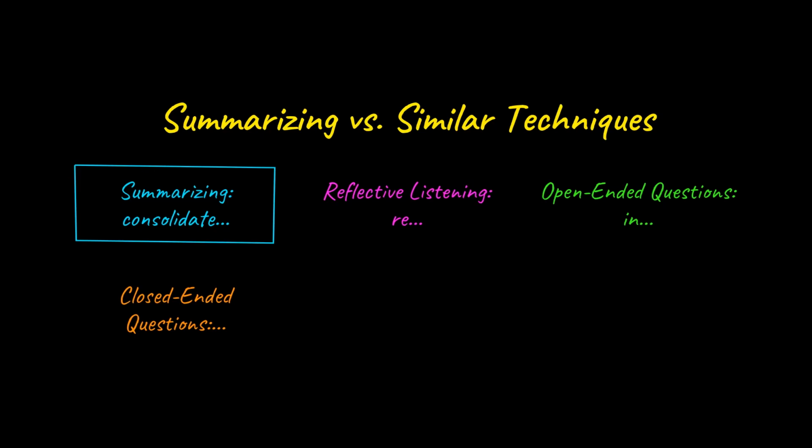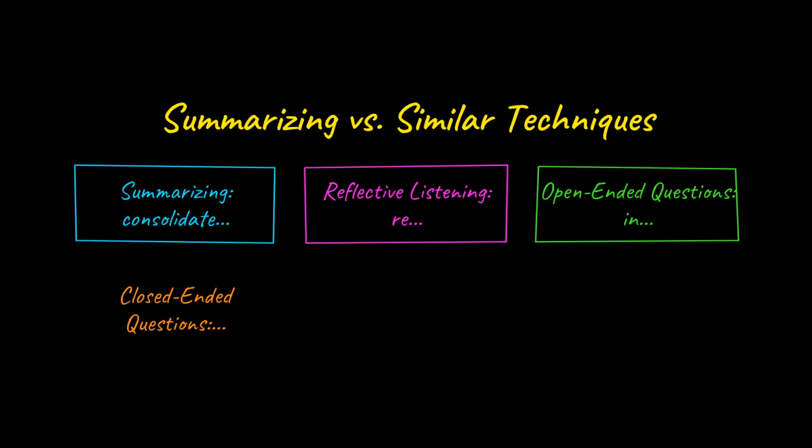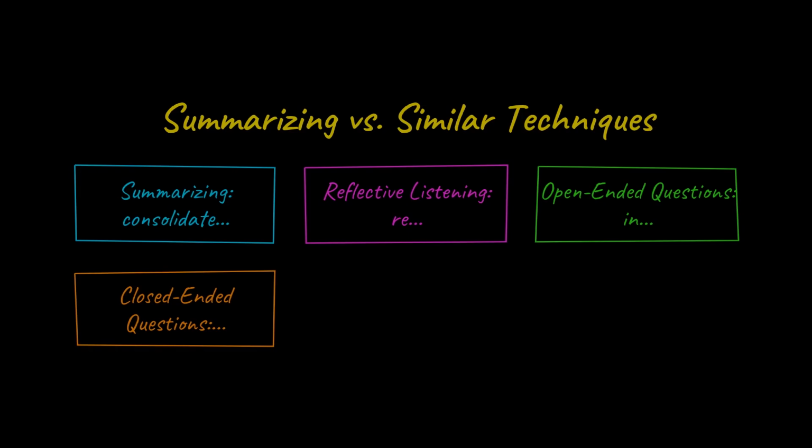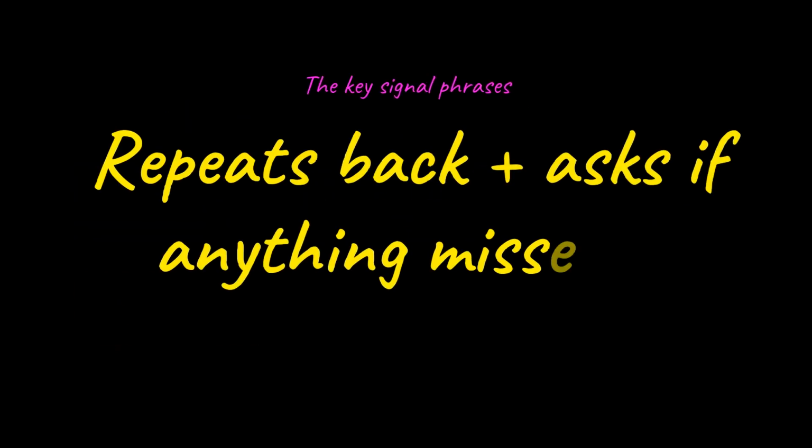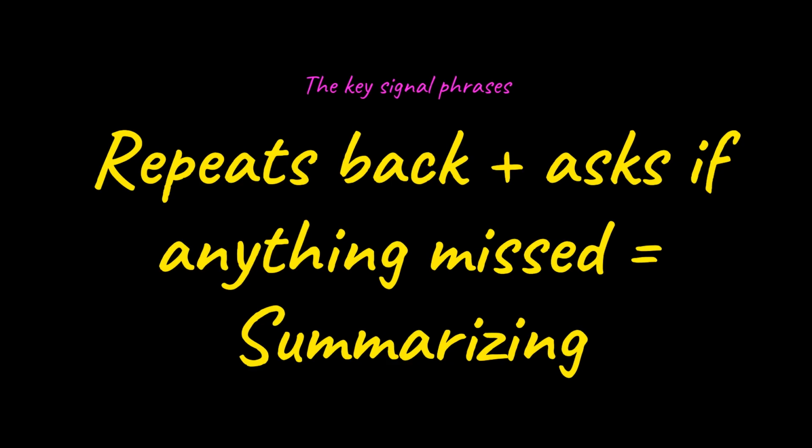Exam questions often test whether you can tell summarizing apart from similar techniques. Reflective listening restates feelings. Open-ended questions invite elaboration. Closed-ended questions seek a specific answer. Summarizing is the consolidation move: facts, confirmation, and transition. When a STEM describes a clinician who repeats items back and asks whether anything was missed before moving on, that's summarizing. Those signal phrases, consolidates, confirms accuracy, transitions, point directly to this technique.